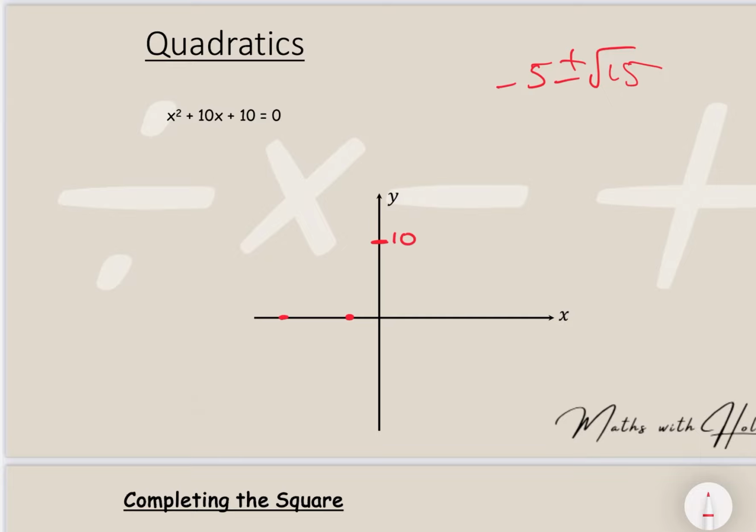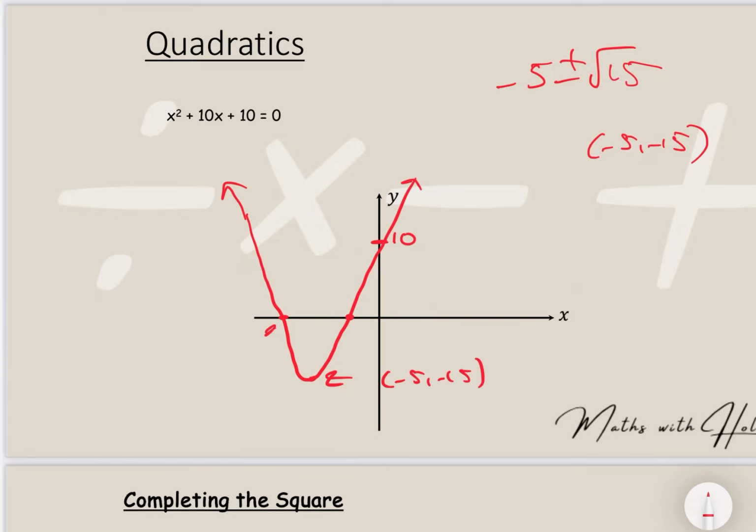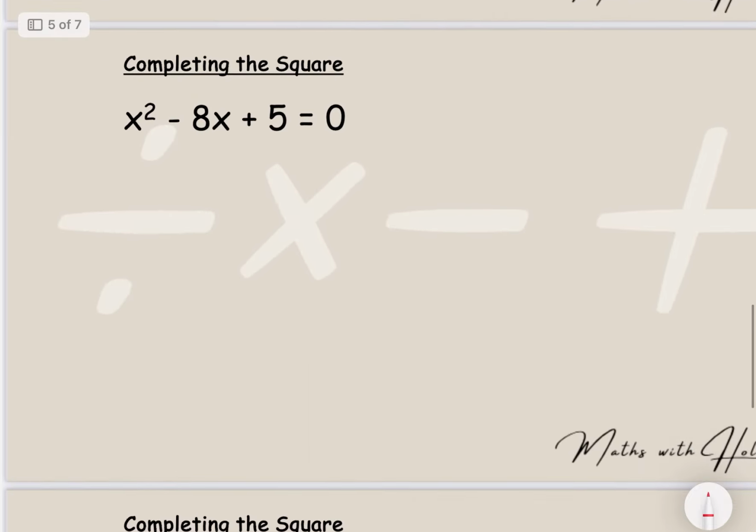When I draw my sketch, I now know negative 5 and negative 15 was my minimum point. So we can say that's about here. So I know all that information without looking at the graph and just using completing the square. So you have your minimum point, and you have where it crosses the x-axis. Okay? So let's have another little go of using completing the square.